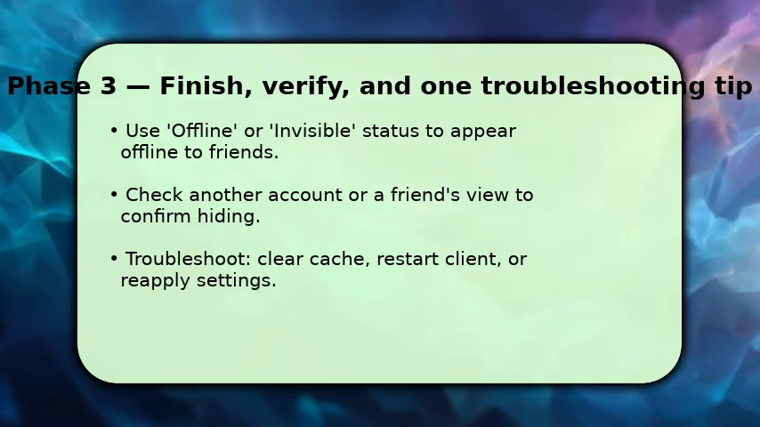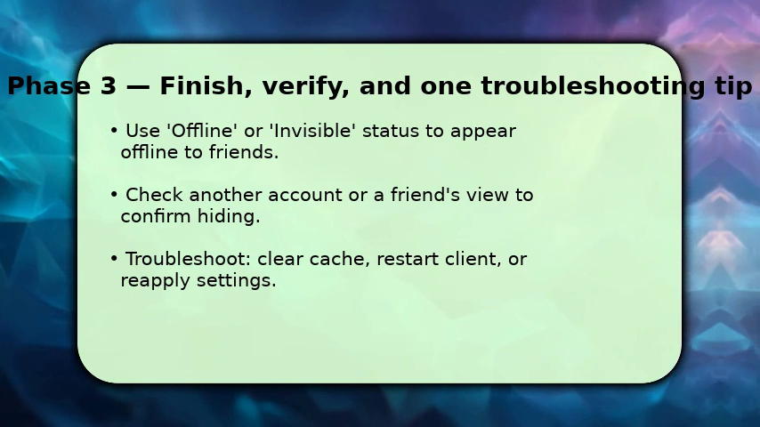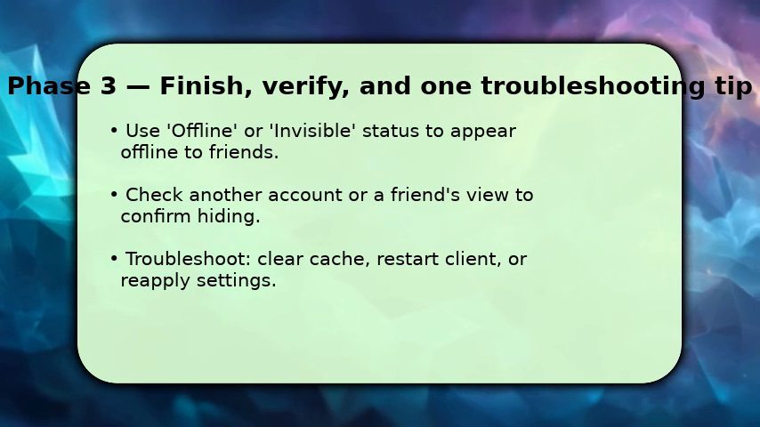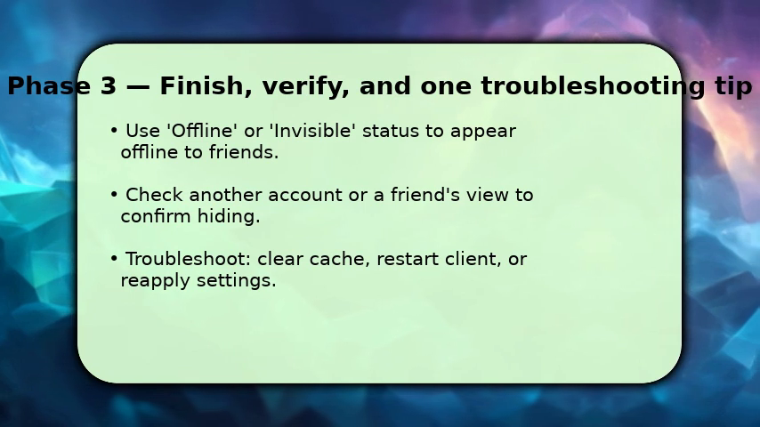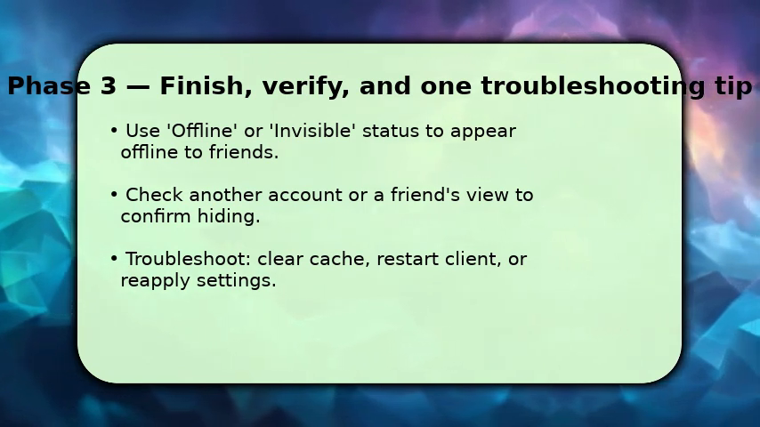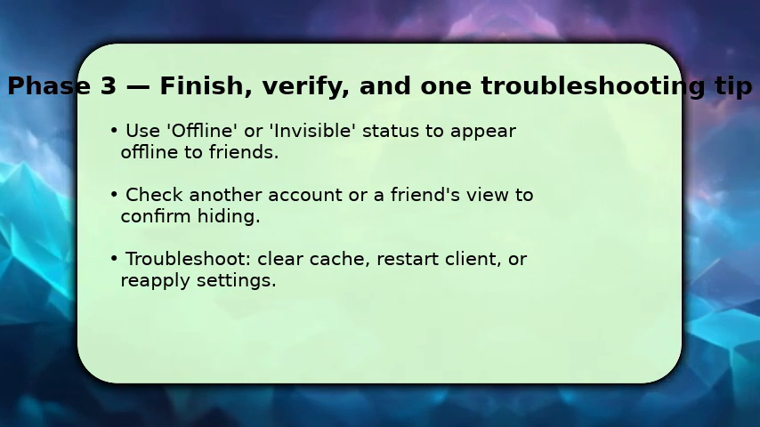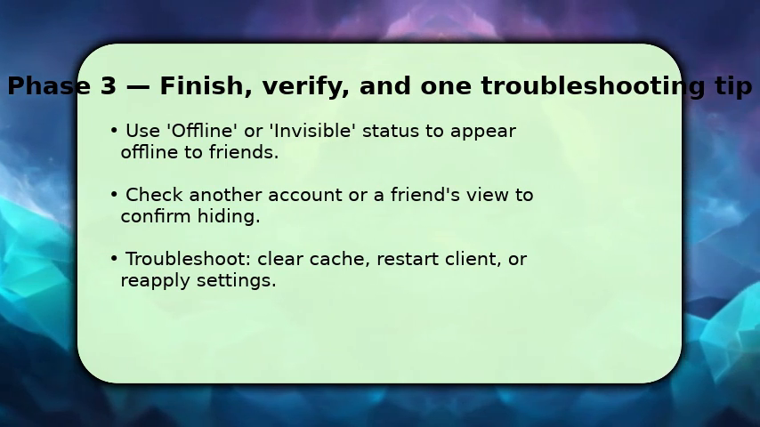Once done, open a secondary account or ask a friend to view your profile to confirm your playtime and game list are hidden. If something still appears, clear the Steam client cache, restart the client, and reapply the privacy toggles. Occasional sync delays happen. Make sure your mobile presence is separate. The app can show activity unless you also set it to offline or adjust mobile privacy.